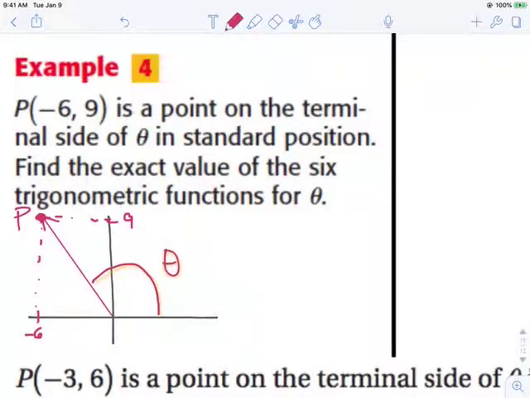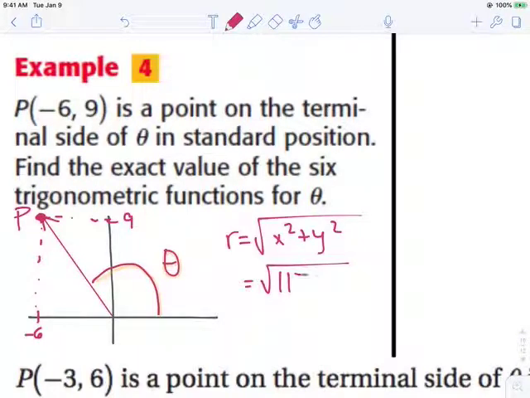All right. Well, to be able to answer what is cosine of theta, sine of theta, and so on, we need to find out one number that we don't know yet: R. So let's find out what R is. R is equal to the square root of x squared plus y squared. That's the square root of 6 squared plus 9 squared. 36 and 81 give me 117. Great, so now I know R. R, the radius or the hypotenuse, is the square root of 117.